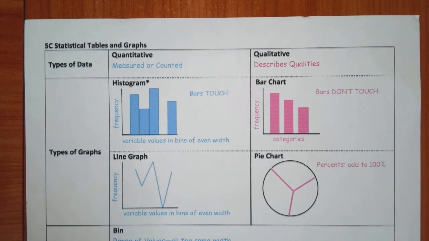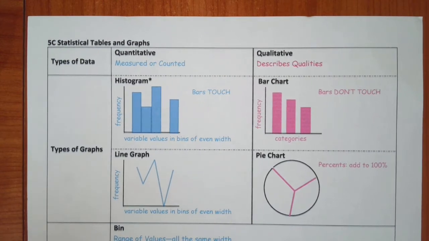Okay, let's continue our review of Unit 4 by looking at 5C and 5E. I grouped these together because these both deal with graphing. Okay, so 5C talked about statistical tables and graphs and types of graph. We have two types of data, quantitative, which is measured or counted, and qualitative, which describes quantities.